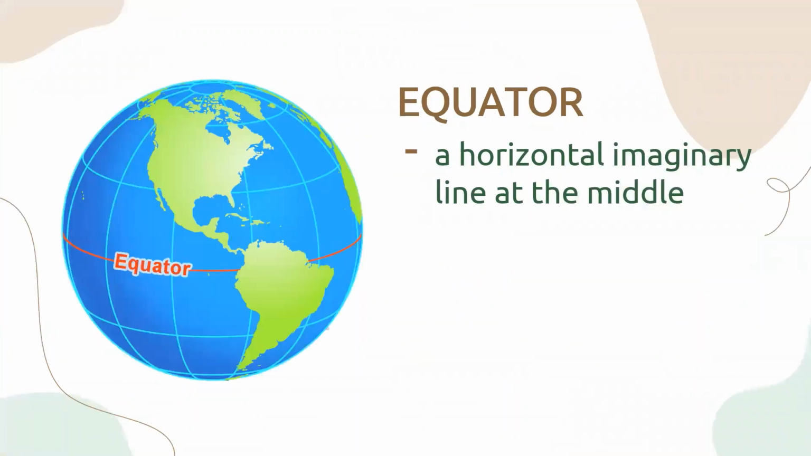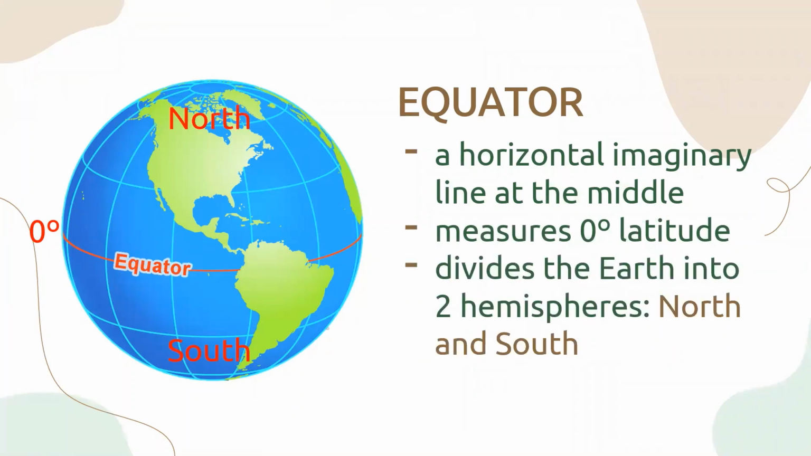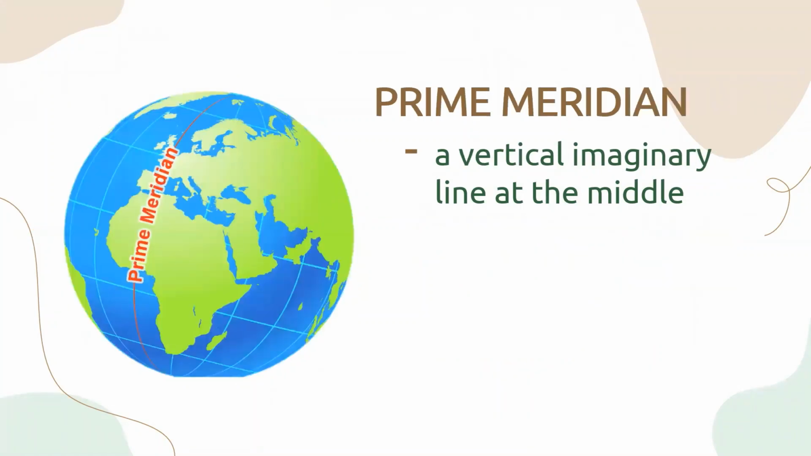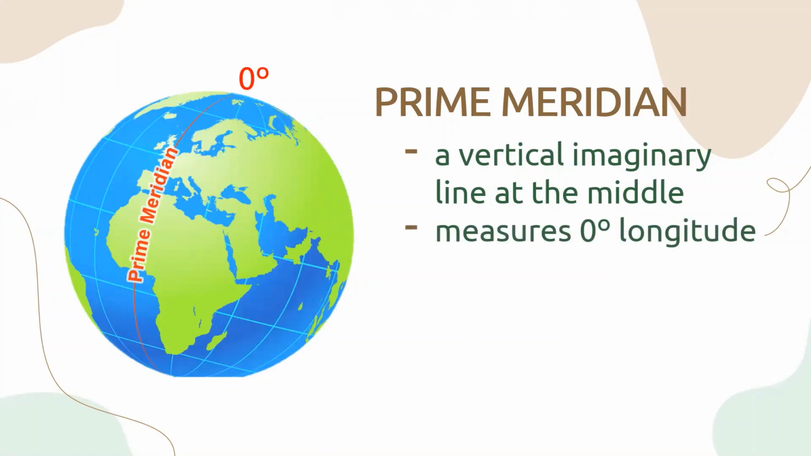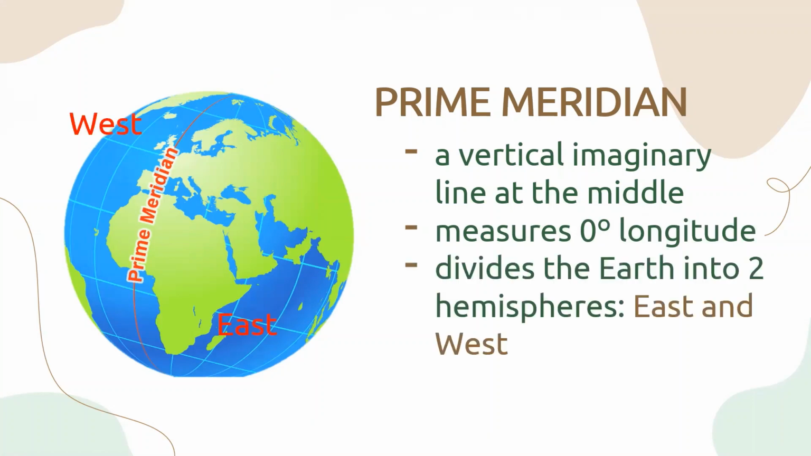Now take a look at the equator. It is a horizontal imaginary line at the middle. It measures 0 degrees latitude and divides the Earth into two hemispheres, the North and South hemispheres. Prime meridian, on the other hand, is a vertical imaginary line at the middle. It measures 0 degrees longitude and divides the Earth into two hemispheres, East and West hemispheres.